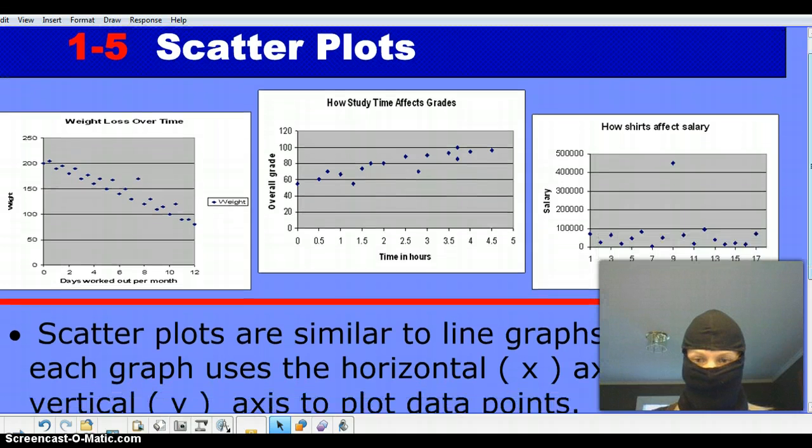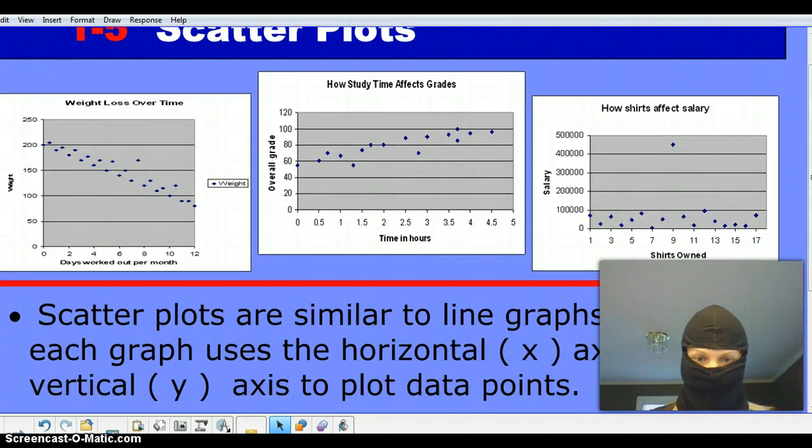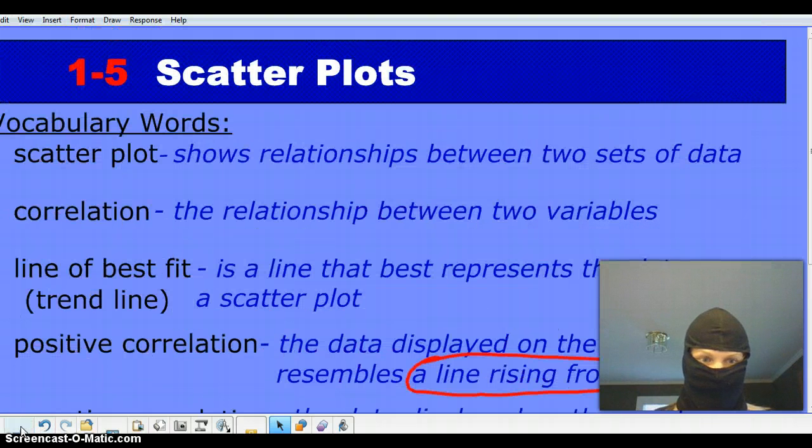X is always the independent and y is always the dependent. That was on your test. Okay? So scatterplot graphs have points that are not connected, and it represents variable pieces of data. So you might want to take a couple quick notes here. The idea of the scatterplot is to show a relationship between two sets of data, meaning one affects the other.